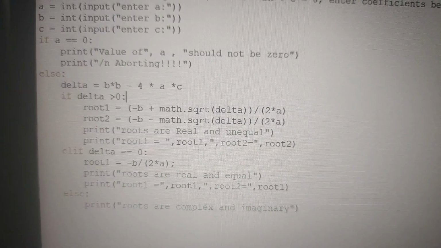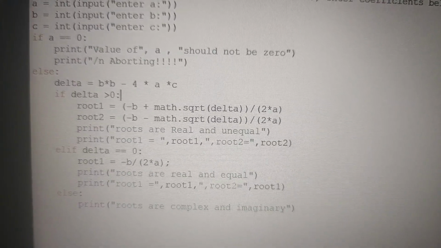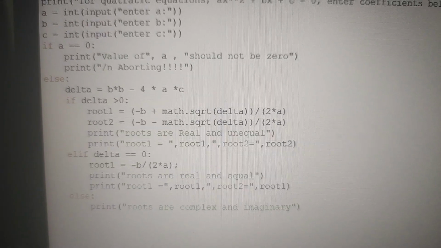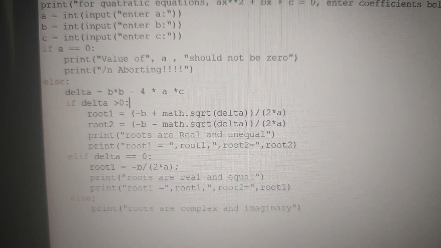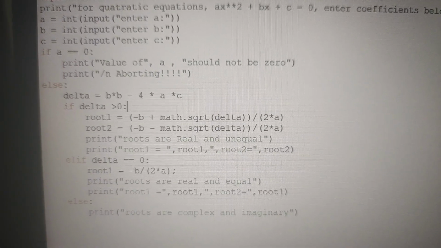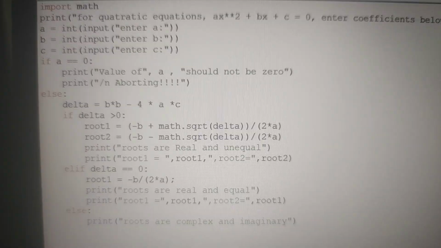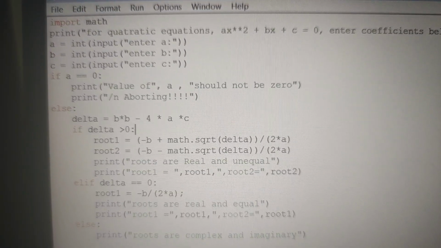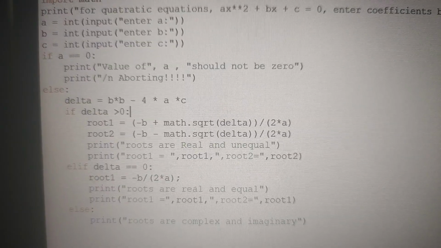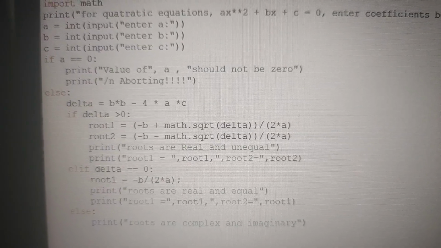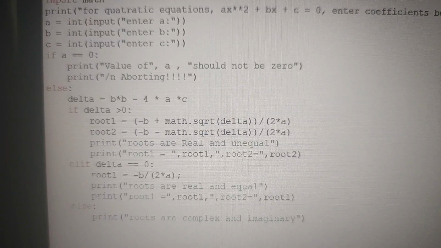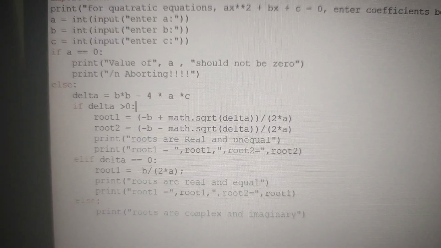Then the roots have been calculated. Root 1 is equal to minus b plus math dot square root of delta. The quadratic formula is minus b plus or minus square root of b square minus 4a into c, divided by 2 into a. To use the square root function only, we have imported the math package. Then root 1 and root 2 are calculated by using the square root function. Then we print that when the delta is greater than 0, the roots are real and unequal.